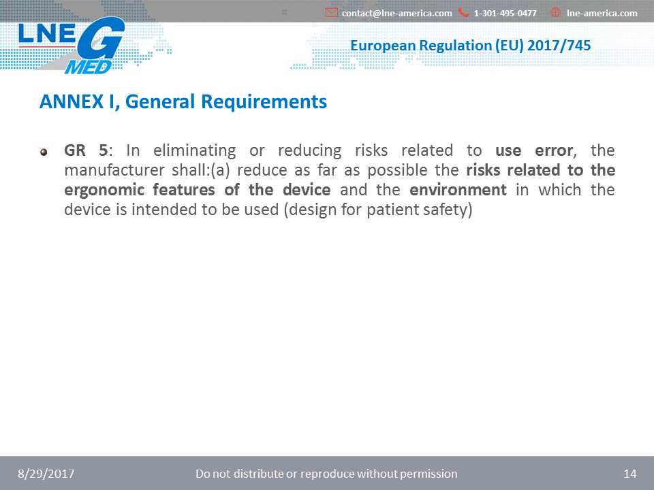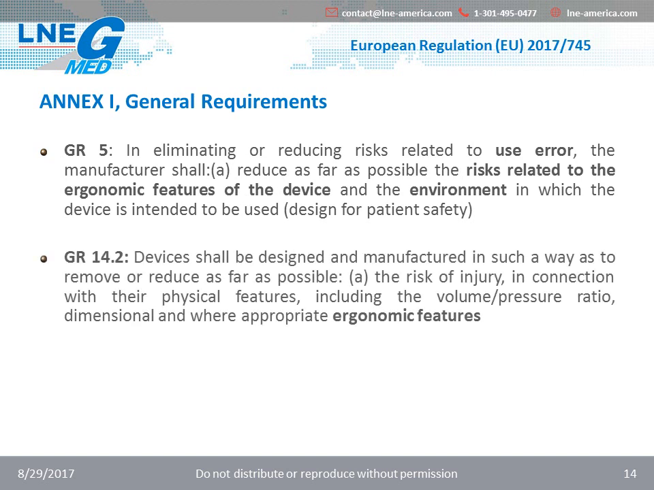General Requirement number 5 mentions eliminating or reducing risk related to use error. The manufacturer shall reduce, as far as possible, the risk related to ergonomic features of the device and the environment in which device is intended to be used. General Requirement 14.2 mentions devices shall be designed and manufactured in such way as to remove or reduce, as far as possible, the risk of injury in connection with their physical features, dimensional, and, where appropriate, ergonomic features.